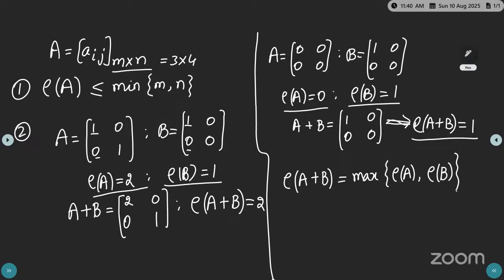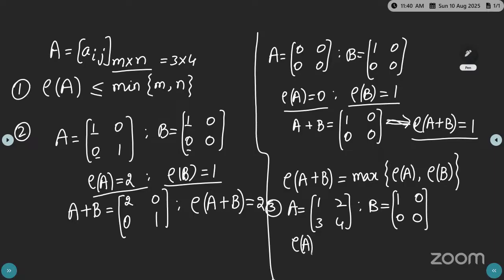Finished? Right. Next, I'll give you one more example. If A equals 1, 2, 3, 4, B equals 1, 0, 0, 0. What is rank of A? 4 minus 6, so this is not equal to 0. What is rank of B? 1.